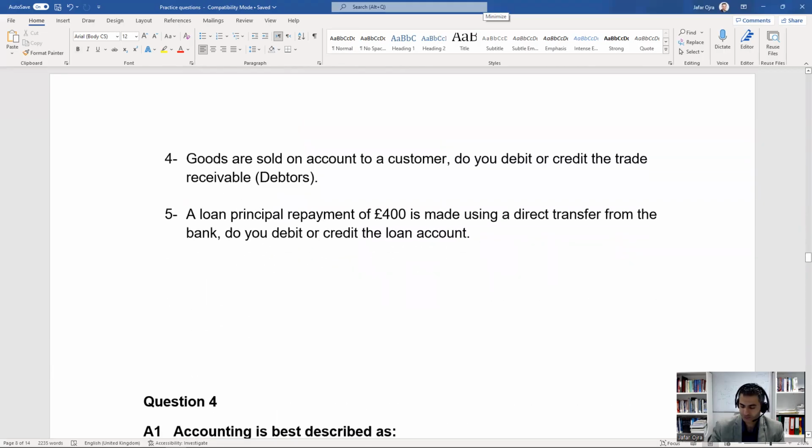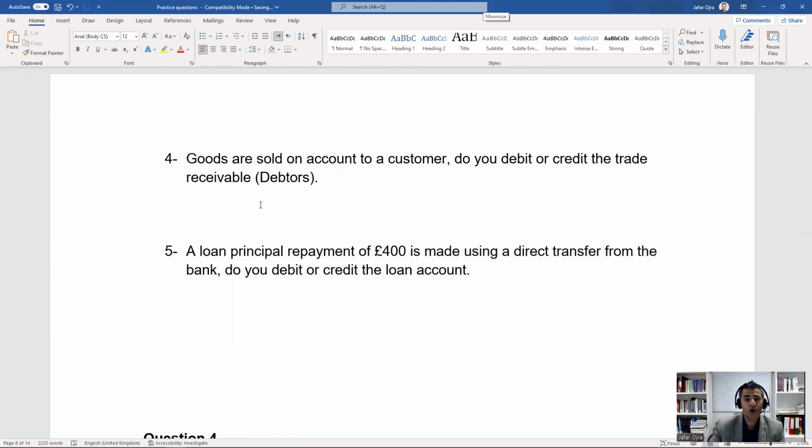Number 4. Goods are sold on account. Okay, this is the opposite. Goods are sold on account to a customer. This means goods are sold on credit. The company sold the product or service, but they haven't received the cash yet from the customer. That's why we have something called trade receivables, or debtors.